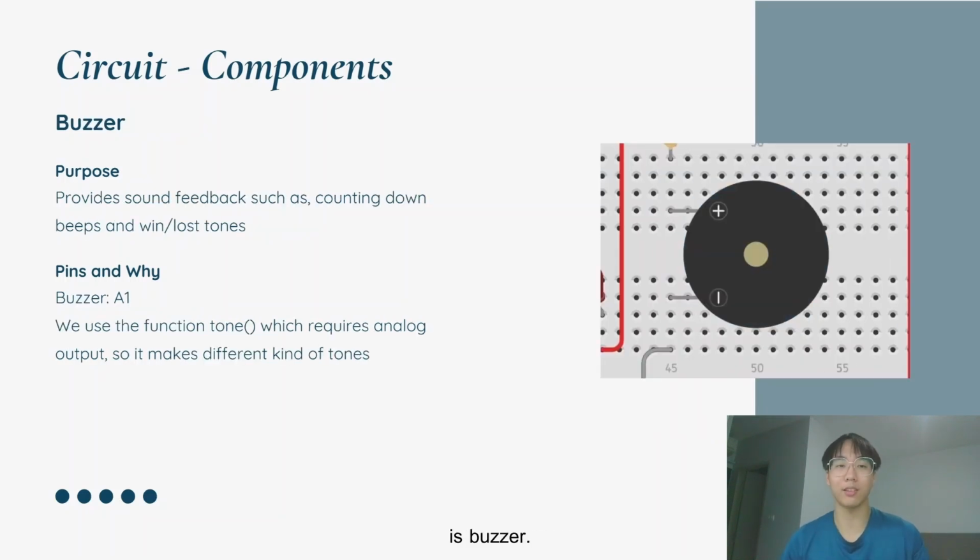The next component is a buzzer. Its purpose is to provide sound feedback such as counting down beeps and reload tones. We use pin A1 for the buzzer because we use the tone function, which requires analog output, so it makes different kinds of tones.